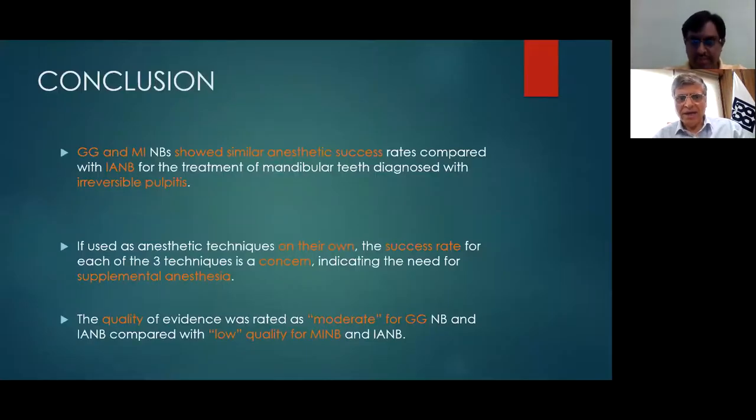Okay. Yeah. Here, as we said, for example, when we compared, on the first line, Gow-Gates and mental incisive nerve block showed similar anesthetic success rate compared with inferior alveolar nerve block for the treatment of mandibular teeth diagnosed with irreversible pulpitis. This is based on the meta-analysis. Exactly. And can we overgeneralize this result and use it in the clinic or not? Yeah, you can use it. Why not? Any day you can use a meta-analysis. But as I told you before, your level of evidence is low. That's all.